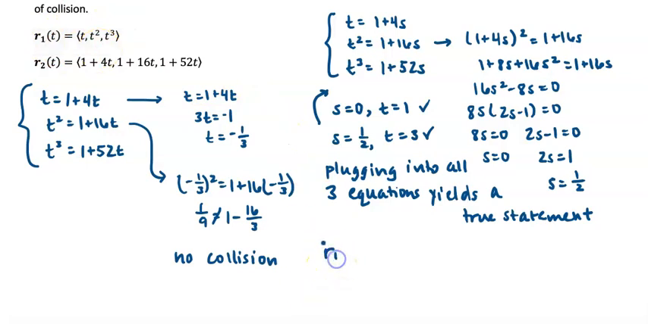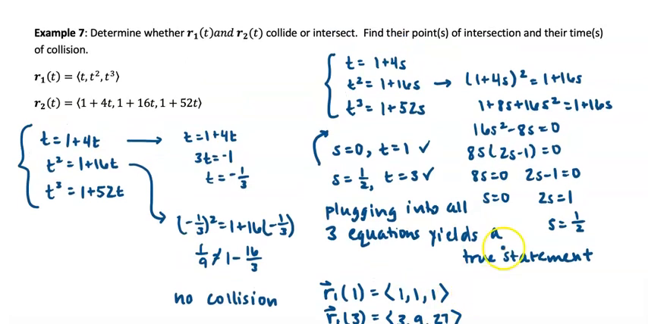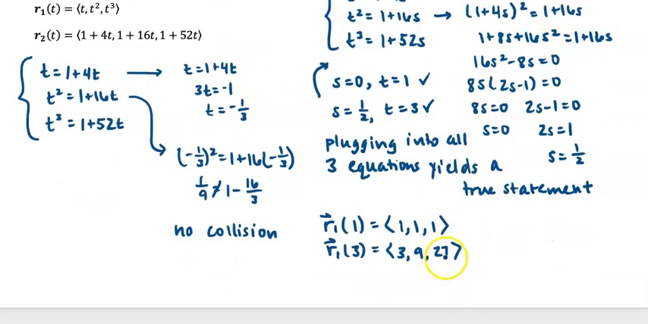So we have r1 of 1 is equal to 1, 1 squared, 1 cubed. And for r1 of our second value of t, which is 3, that's going to be 3 to the first power, 3 squared, and 3 cubed. And so these are the points of intersection.